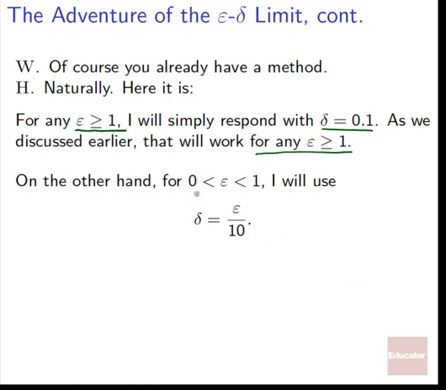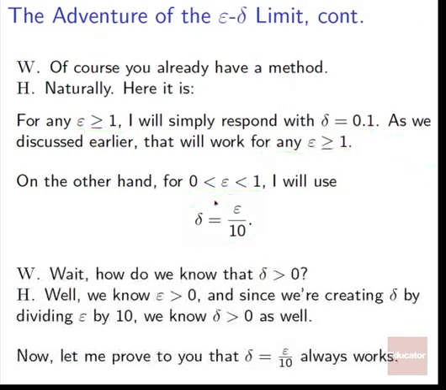On the other hand, for epsilon between 0 and 1, that is 0 is less than epsilon, which is less than 1, I will use delta equals epsilon over 10. Oh wait, how do we know that delta is greater than 0? Well, we know epsilon is greater than 0. And since we're creating delta by dividing epsilon by 10, we know delta must be greater than 0 as well, right?